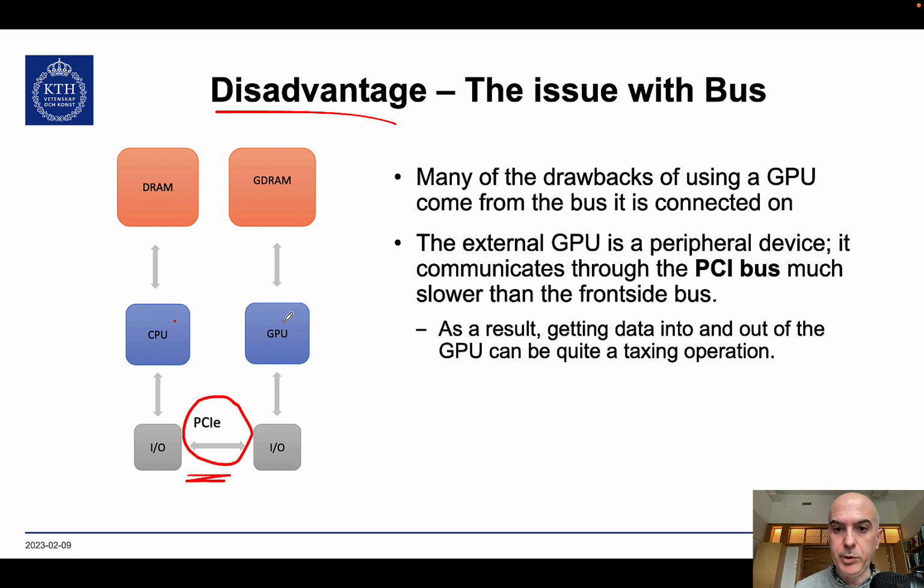CPU and the GPU. As we saw in the previous pictures, the external GPU is nothing else than a peripheral device, and it communicates through the PCI bus. And this PCI bus is much slower than the front side bus. As a result, getting data into and out of the GPU can be quite a demanding operation.